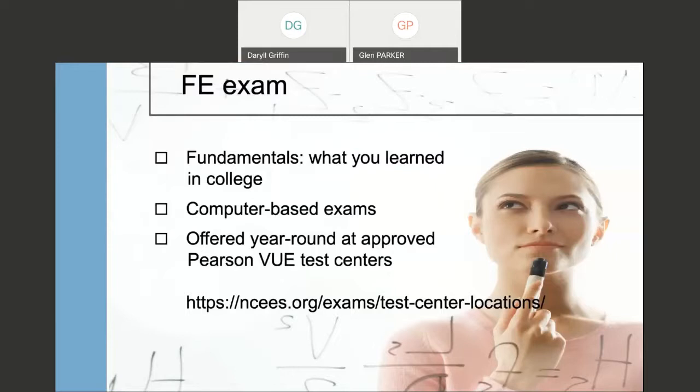It used to be paper and pencil, but now you can go to any Pearson VUE Center around the world, and there are typically several of them in each state and even outside the U.S. I know they have some. And all you do is set it up. It's offered year-round. You can take it multiple times, and if you don't pass the first time, you can just sign up and take it whenever is convenient for you. So there's a link there that you can go to later on to see exactly where all the test centers are.